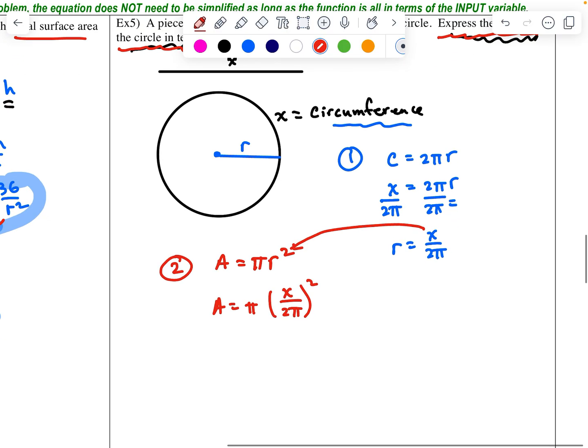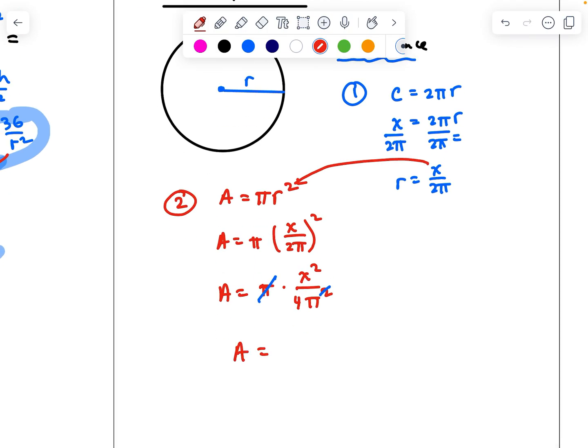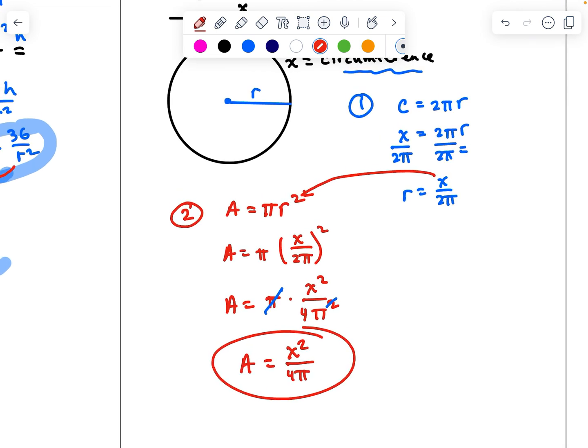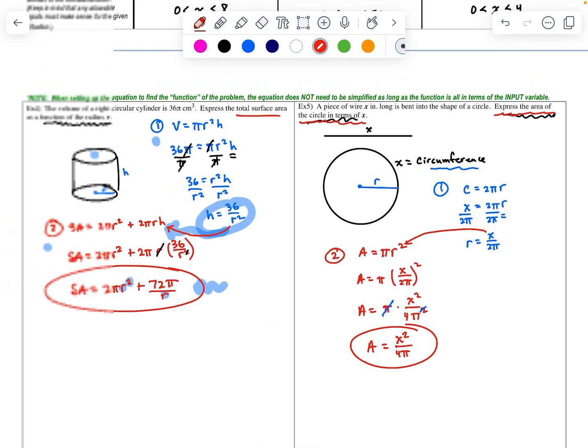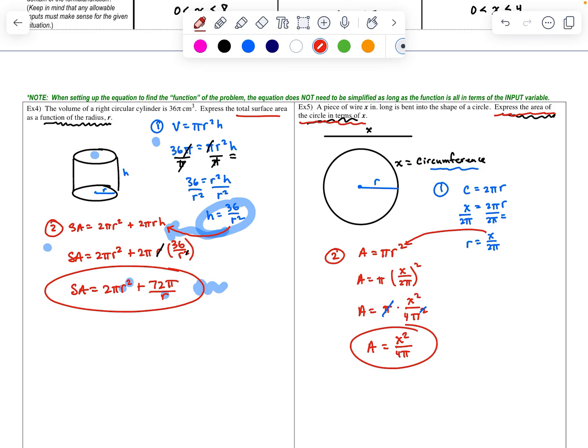Reminder that when I go to square this, I have to square everything. So I've got pi times x squared over 4 pi squared. I can cancel this pi and one of these pi's. And so now I've got area equal to x squared over 4 pi. Notice when we are done, it is in terms of x. Unless it says otherwise, like on the previous example, to have it in terms of r, your final equation should always be in terms of x.